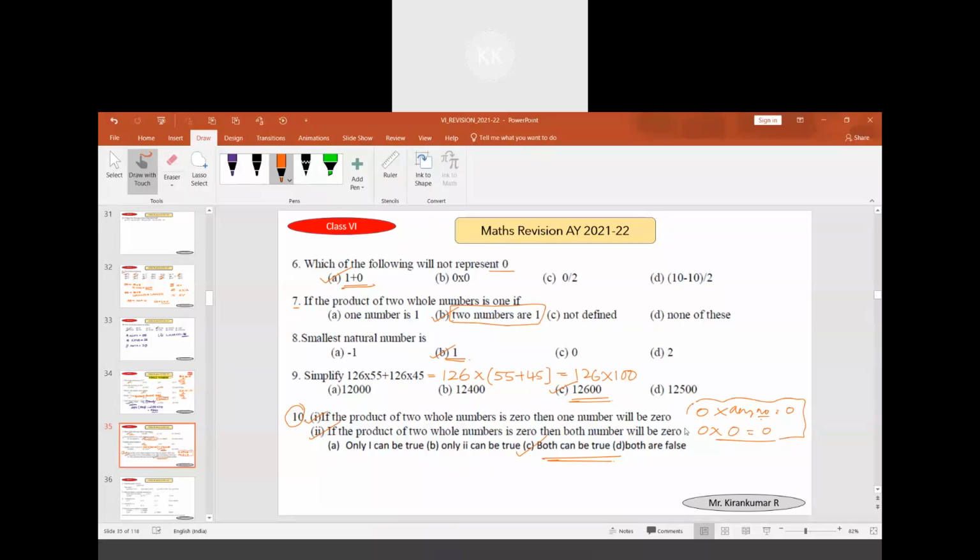Here both the options are true. 0 divided by 0 I said as not defined. 0 into 0 is defined here.